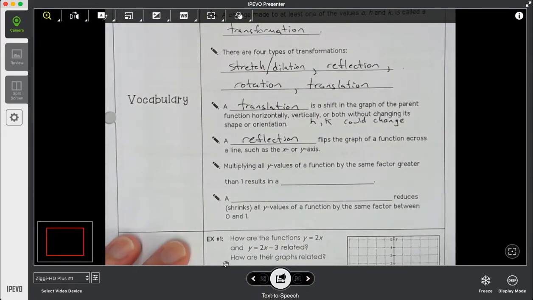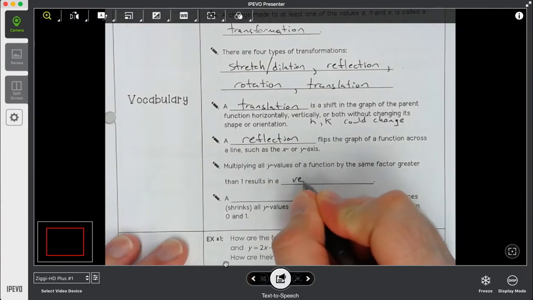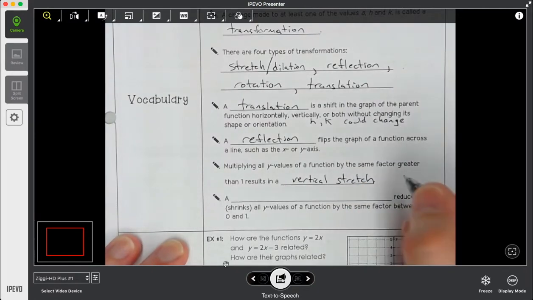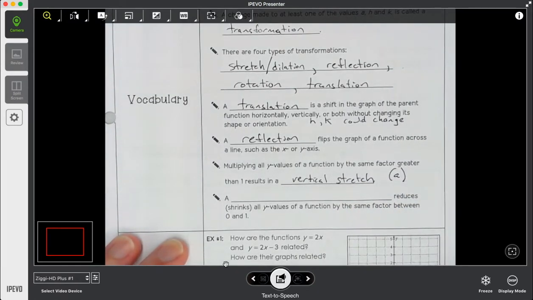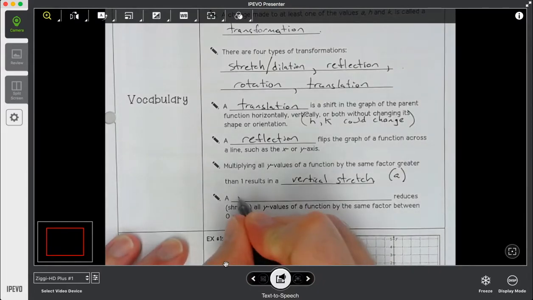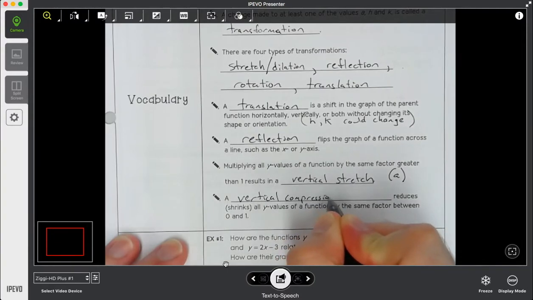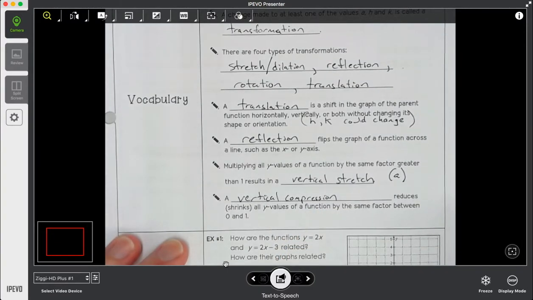If we multiply all y values of a function by the same factor greater than 1, that will result in a vertical stretch. This is going to be when something is happening to a, like you see above. And then a vertical compression reduces or shrinks all y values of a function by the same factor. This is when our a is between 0 and 1, and this is also something that happens to a.